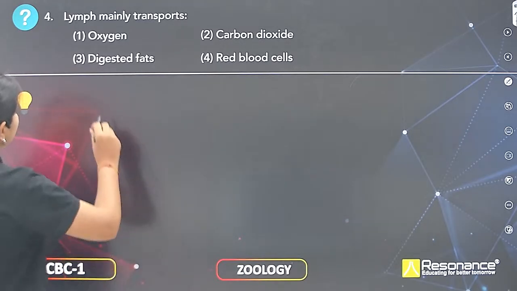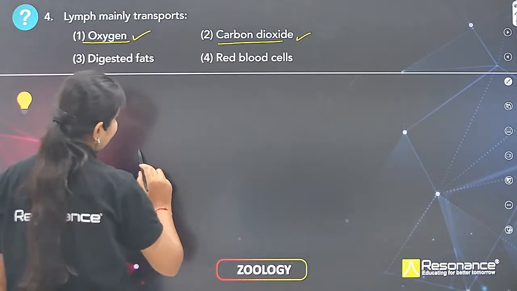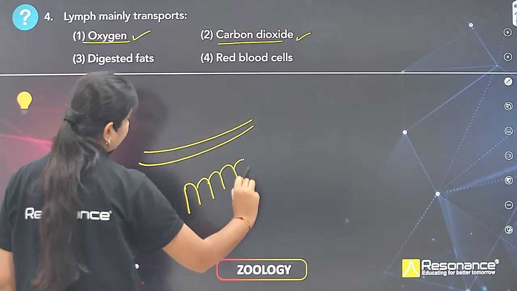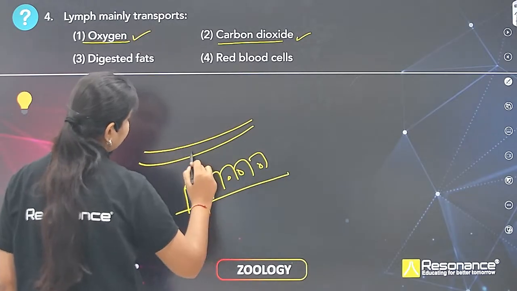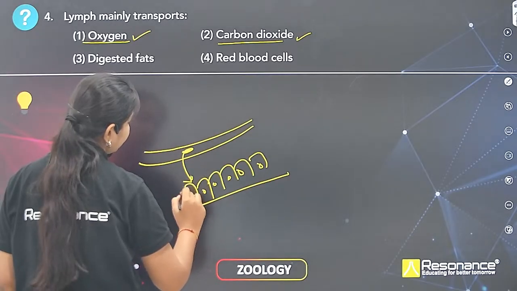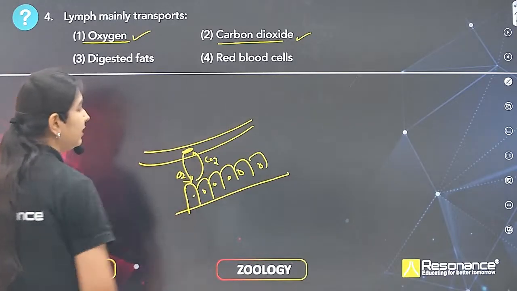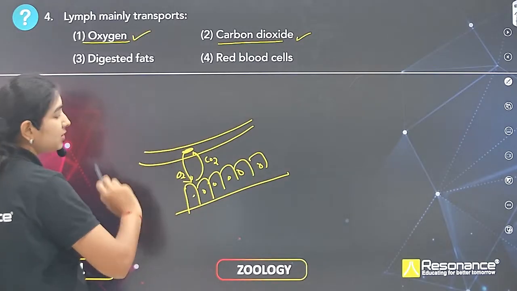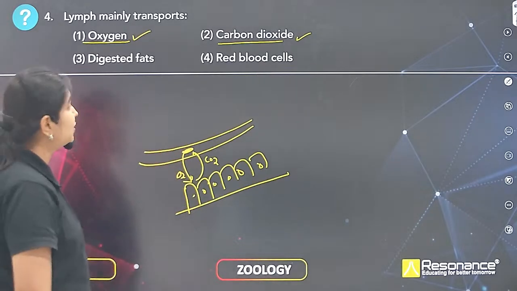Lymph transports the oxygen, yes. Carbon dioxide, yes, because see, for example, here is a vessel. Now here we have the tissues, right? Now for example, here you have the RBC, it is oxygenated, it is giving the oxygen, and in a similar way it is taking the carbon dioxide back with it, right? There is an exchange. So it transports oxygen to the tissues and takes up the carbon dioxide and gets it back for the oxygenation purpose.